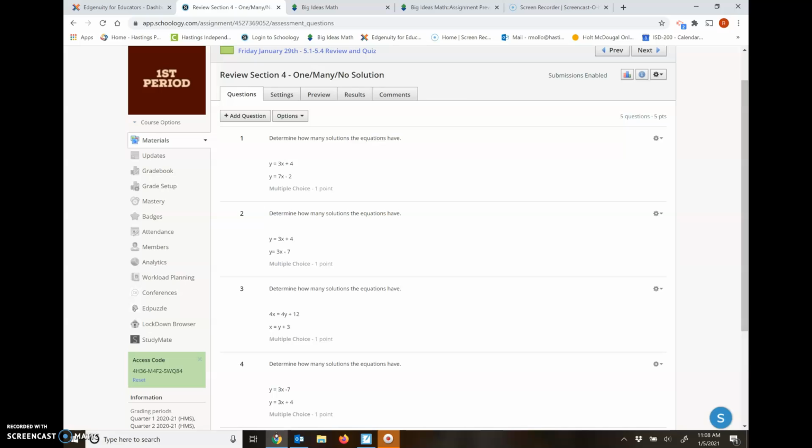Then if I look at number 3, 4x plus 4y plus 12, and then x equals y plus 3. So none of them are the same, but I could multiply that bottom equation by something and kind of make them look pretty similar. So if I multiply this bottom equation by 4 times x, 4x, 4 times y, 4y, 3 times 4 is 12. Everything ends up being the same. I get 4x equals 4y plus 12. So when everything's the same, that's going to be a many solutions.